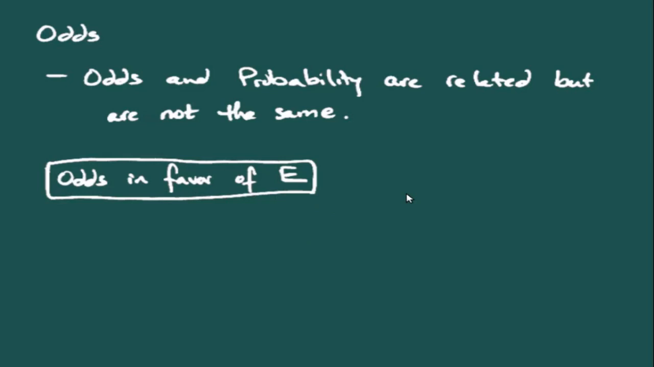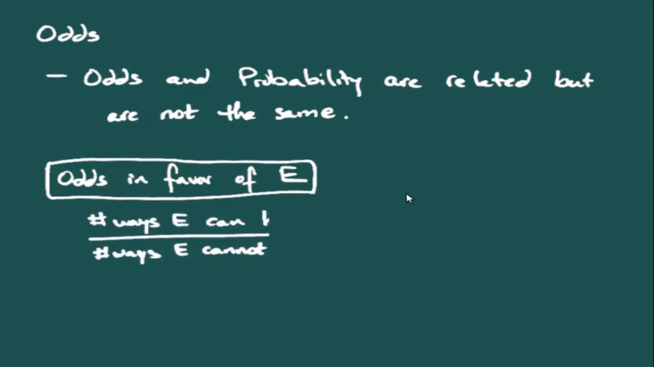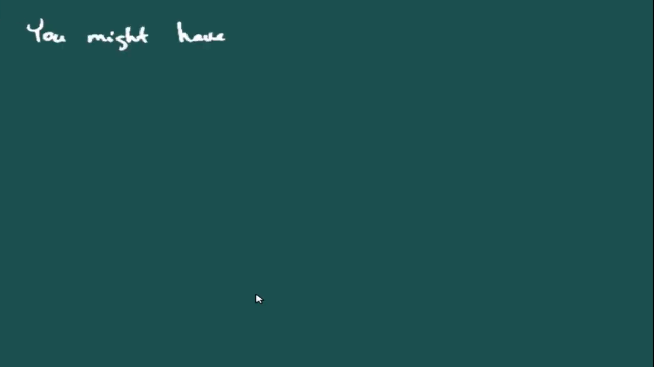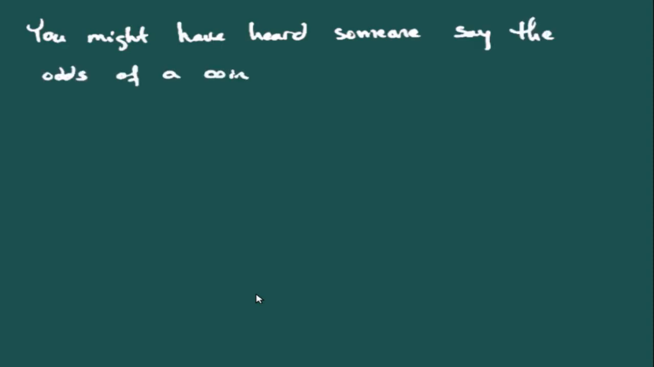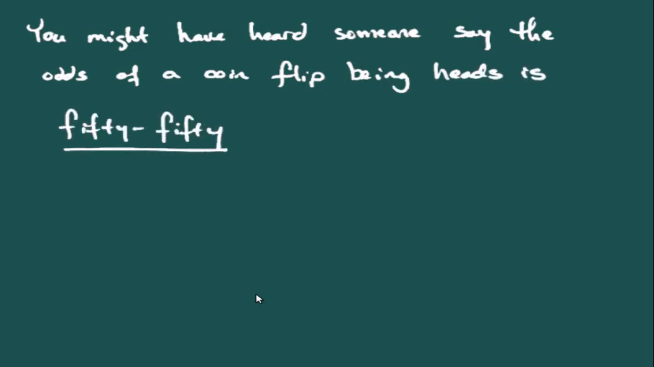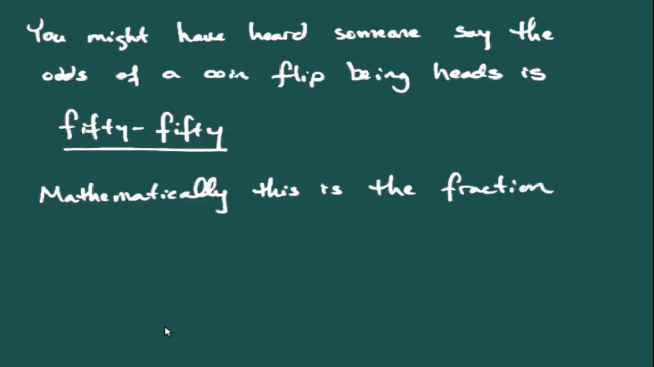Well, the odds in favor of an event are also a fraction, but a fraction where the numerator is going to be the number of ways that the event can happen, and the denominator is going to be the number of ways that an event cannot happen. For example, you may have heard someone say that the odds of a coin flip are 50-50. Mathematically, this means the fraction 50 over 50. So that's how we would write that mathematically.